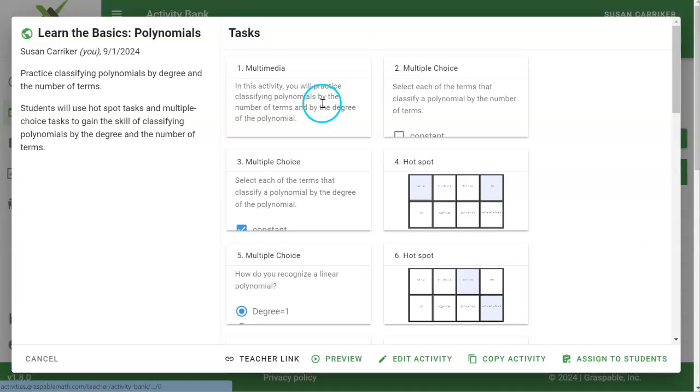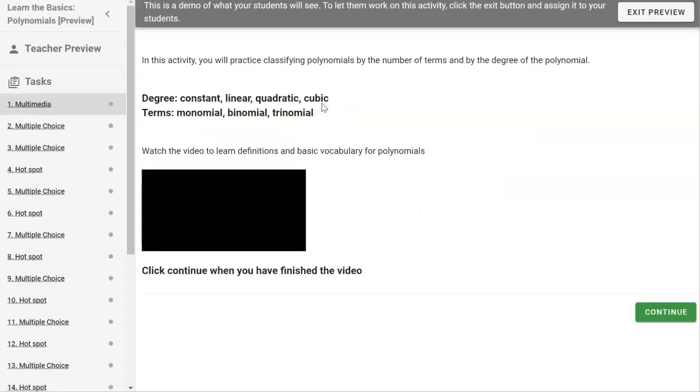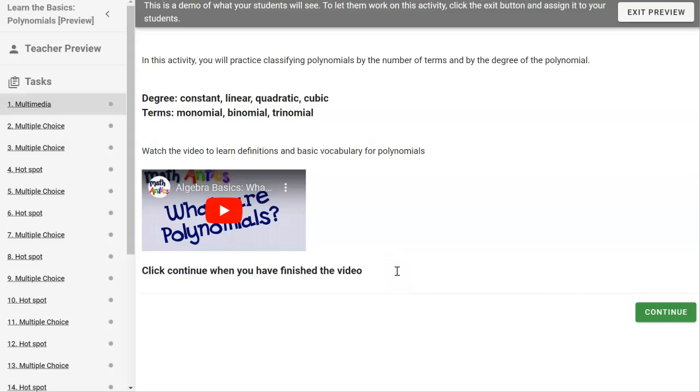The first screen, you may decide to make a copy of this and delete this because we've already kind of gone through all that. It does take a while to get through this video, but this just goes through all the different terminology: constant, linear, quadratic, cubic, monomial, binomial, trinomial. So if they don't know those terminologies, they will definitely need to watch this video. If you're pretty confident that they do know what those mean, then they can just continue through the activity.